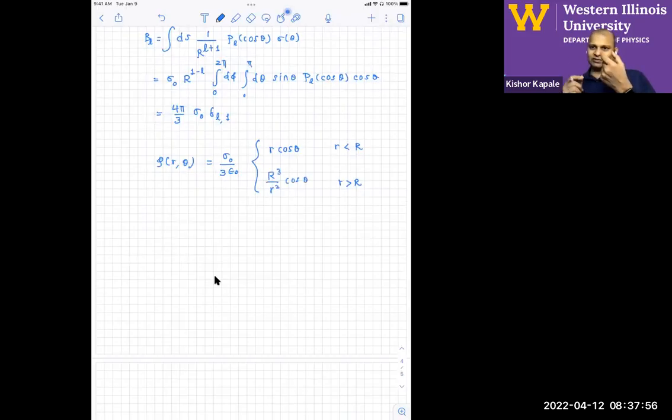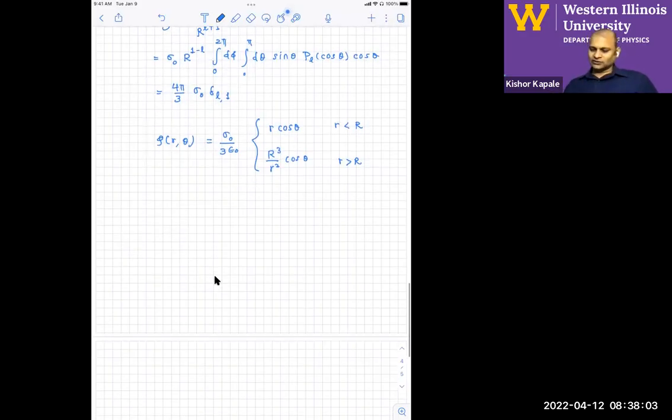So the charge distribution had the cosine theta dependence, so does the potential. So it tries to mimic that, as you would see. Plus of course you have the radial dependence. Now the question is, at r equal to R, both of these should match. That would be a test of whether we did our calculation correctly or not, right?